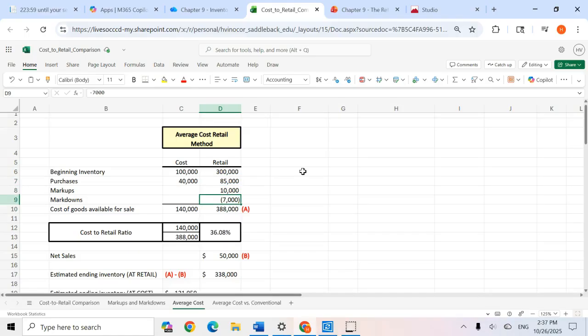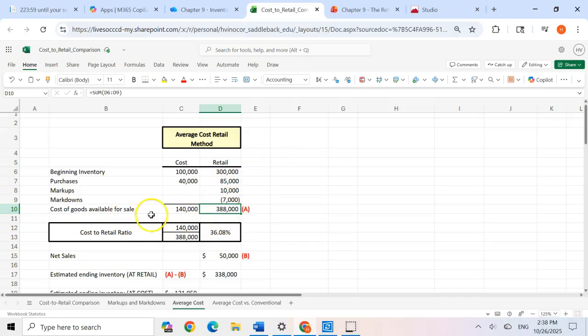And the markups and markdowns only go in the retail column. They do not go in the cost column because there are no markups and markdowns for cost. We only have markups and markdowns based on our retail sales, right? Because that $10 in that example that I gave you guys, that was the selling price. That's the retail price. So it goes into the cost of goods available for sale at retail.